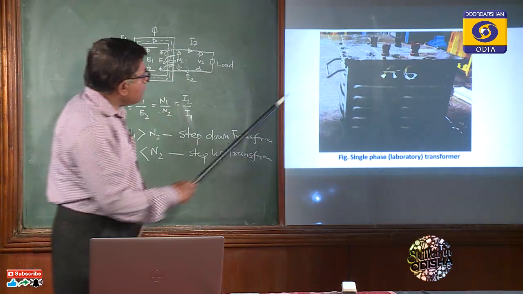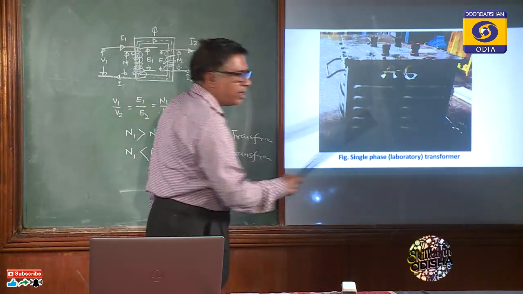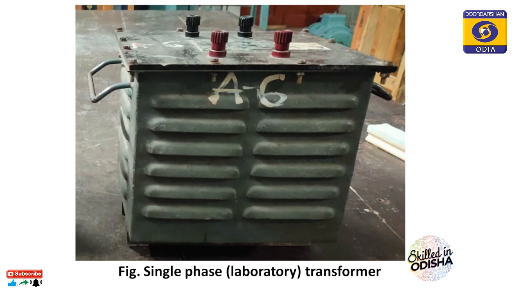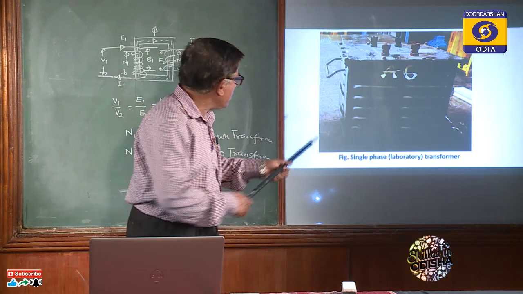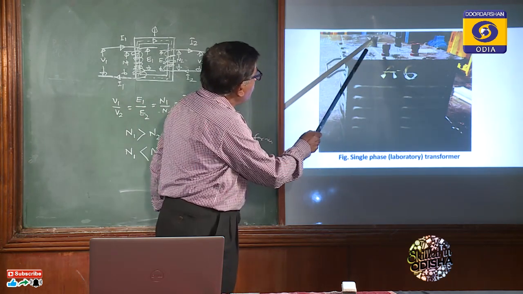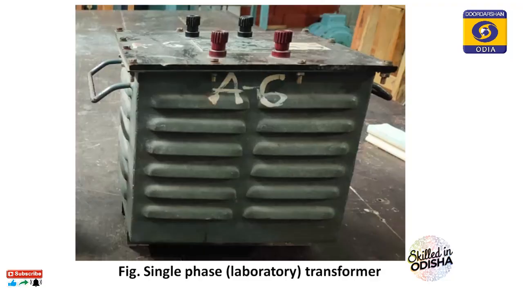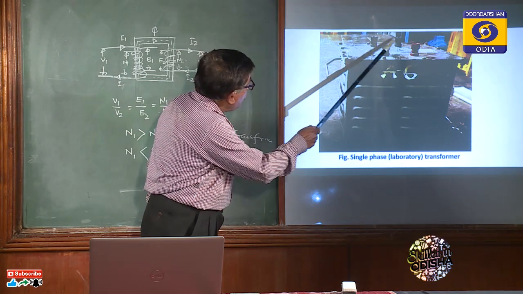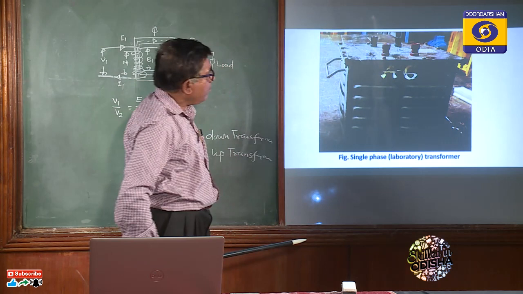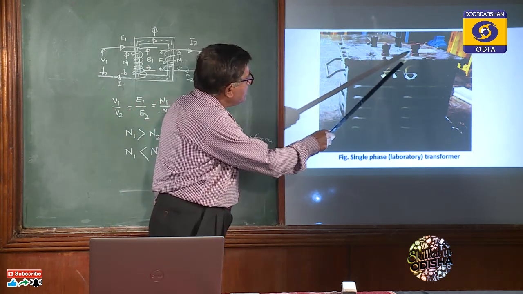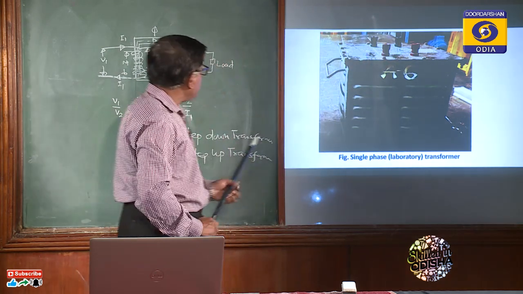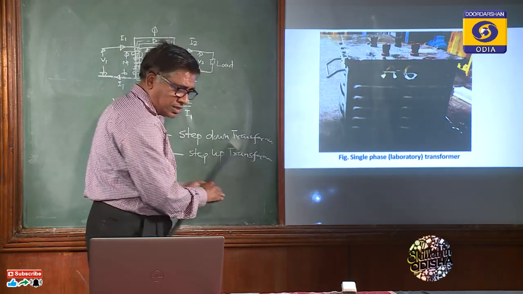You see, this is a transformer, a single phase transformer. I have taken it from our Bose electrical laboratory, our college laboratory. This is your primary side and this is your secondary side. So what is happening? Input voltage is 220 here and output voltage is 110. So what is the transformation ratio?